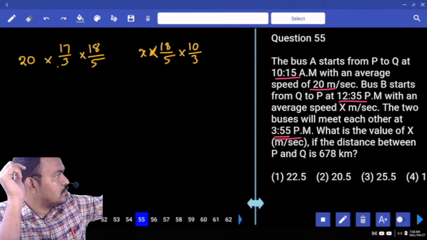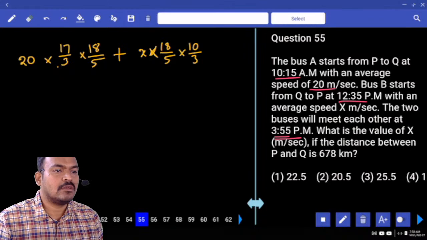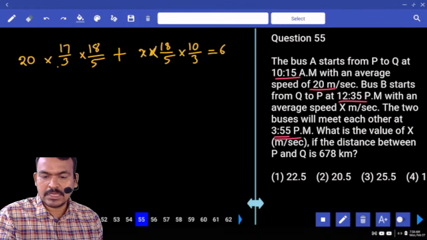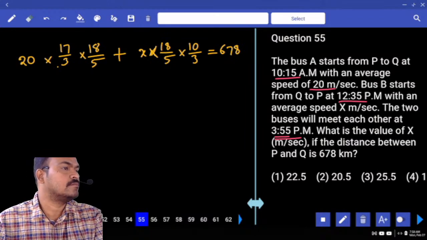First one is speed into time. Second one also speed into time. Both are added, it is the total distance. What is the total distance value? 678. Solving this, we get the x value.